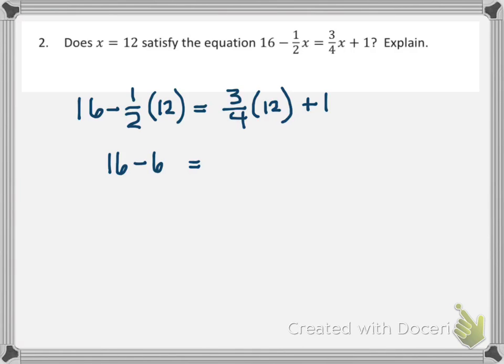Well, if you don't see that right off the bat, you can simplify. 4 goes into 4 once, 4 goes into 12 3 times, and 3 times 3 is 9. So we get 9 plus 1. 16 minus 6, that's 10. 9 plus 1 is also 10. Since 10 equals 10, x equals 12 is a solution to the equation.